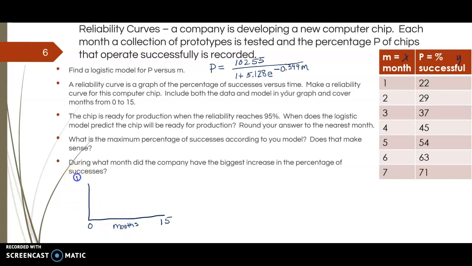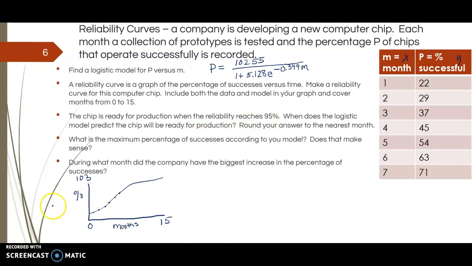We went up to 103, and this axis is percent, and our curve came up and leveled off, and our data points, which I'm not going to draw perfectly, were very close to our curve right in here. All right, so it tells us next the chip is ready for production when reliability reaches 95%.